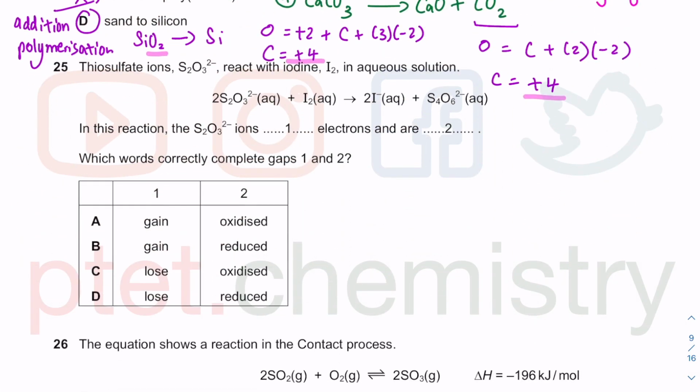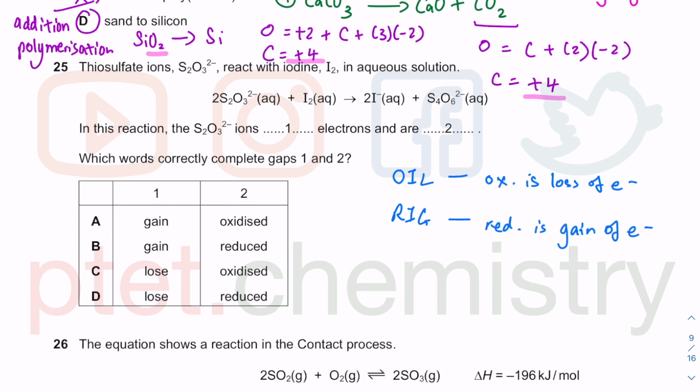Question 25, we have thiosulfate ions. So we're looking for the definition of oxidation and reduction again. So the OIL RIG acronym. Oxidation is your loss of electrons, whereas reduction is your gain of electrons. We gain electrons on the left, we lose electrons by adding the electrons on the right hand side.